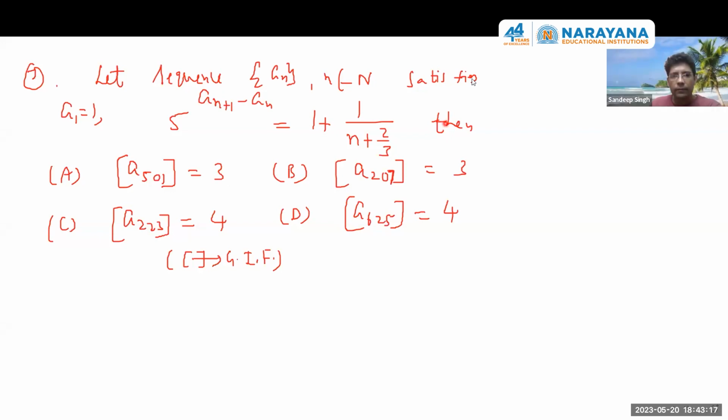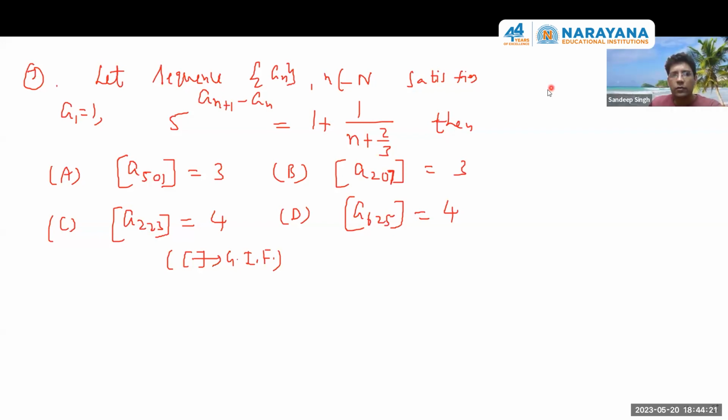Not BC. BC is not correct. So CD. A, B, and D are also correct. So is everyone able to get an, the general term of the sequence?